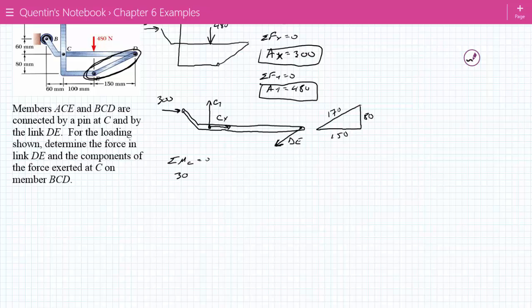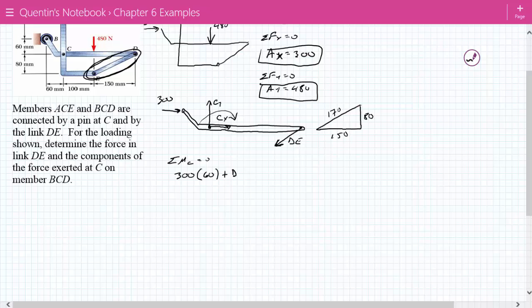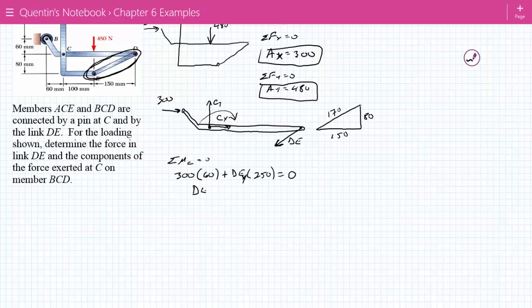Well, you have 300 times the distance here. This is going to be 60, right? That's going to make it rotate in that direction, right? So I need to add plus DE times, and now here's the deal. I have to break this into X and Y components. The X component passes through there, so it's 0. So the DE in the Y times the distance from there to there, which is 250, is equal to 0. So DE in the Y is equal to minus 264.